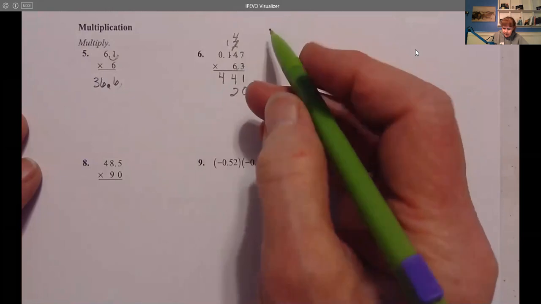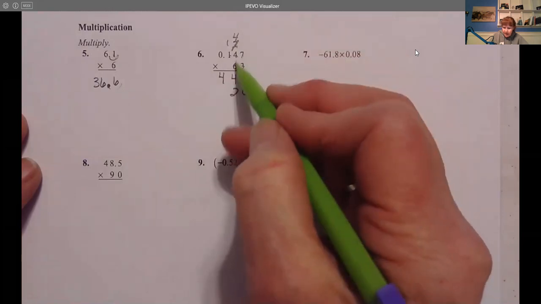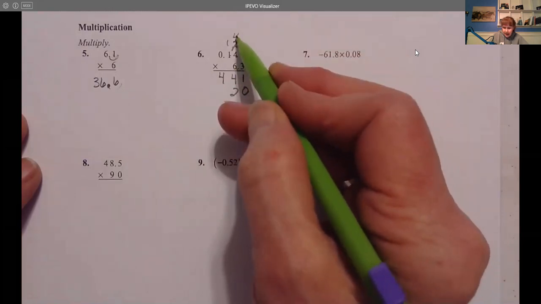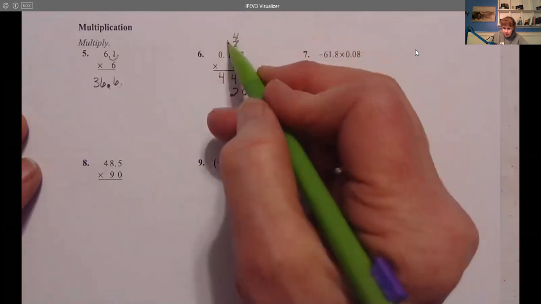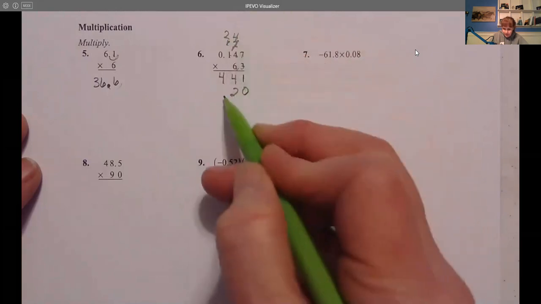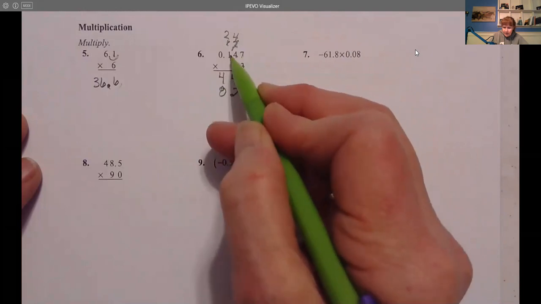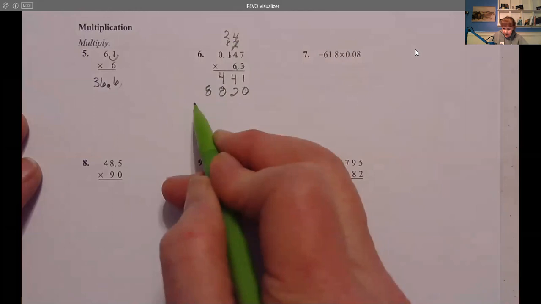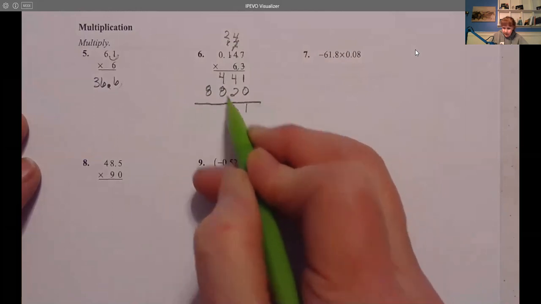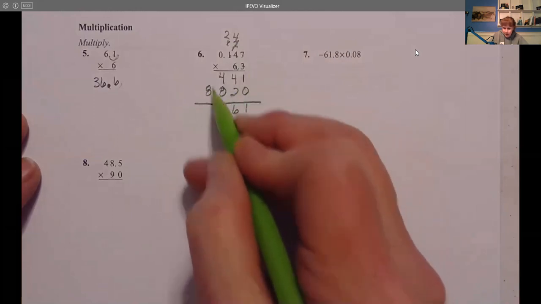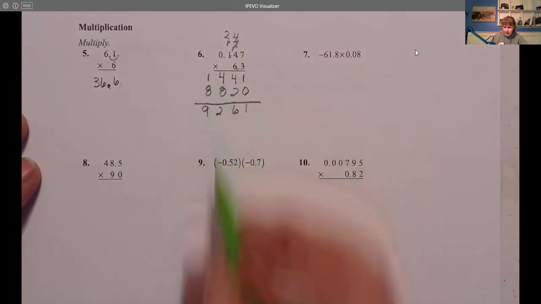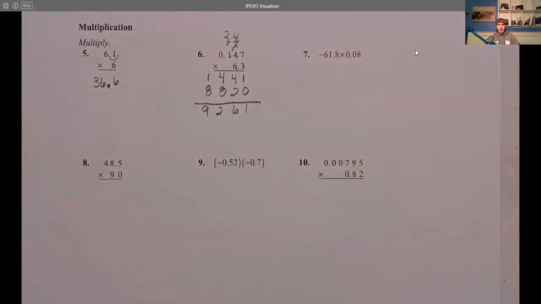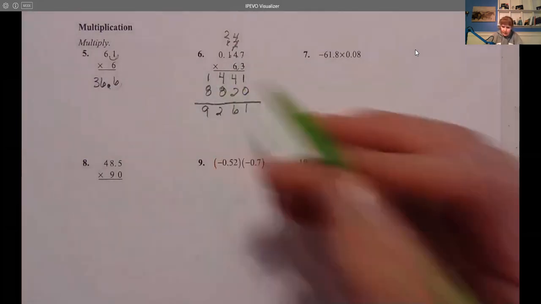And then 6 times 4 is 24, but you have to add the 4, and that gives you 28. 6 times 1 is 6, plus 2 is 8. Add them together. All right. So we just kind of multiplied it across there. We added our 0. My 8s look really weird, but that's okay.